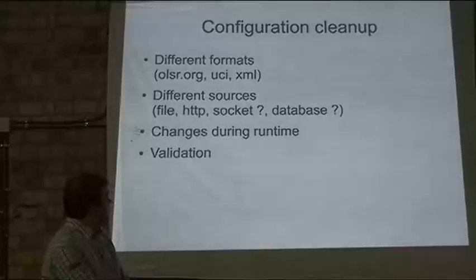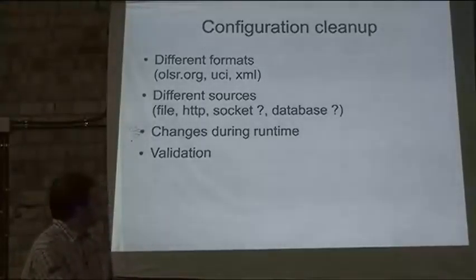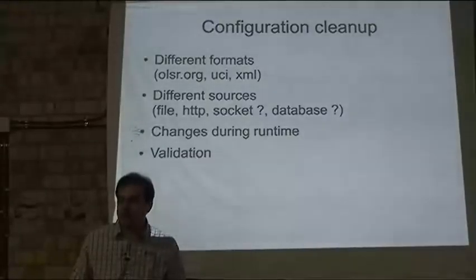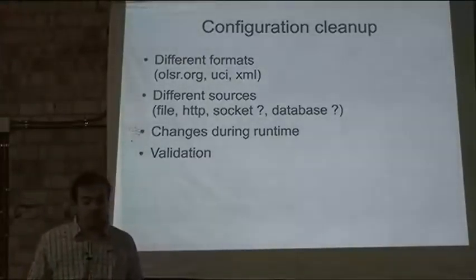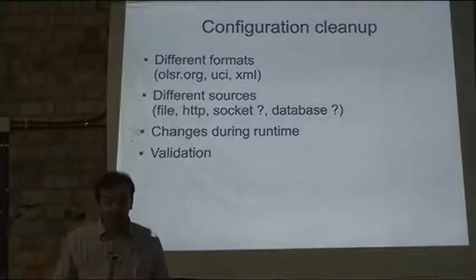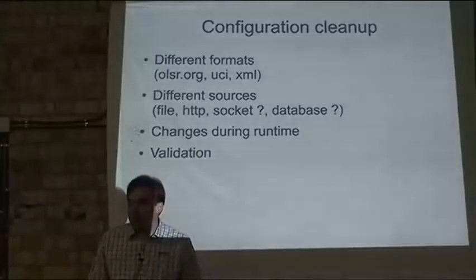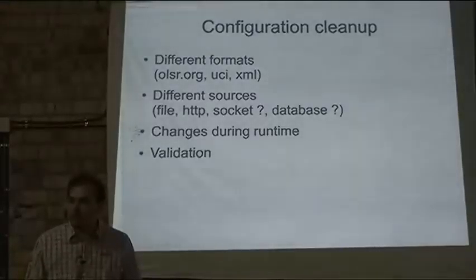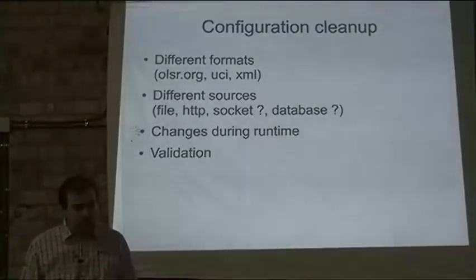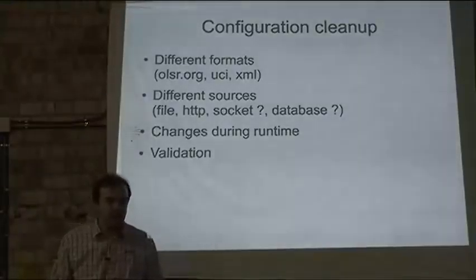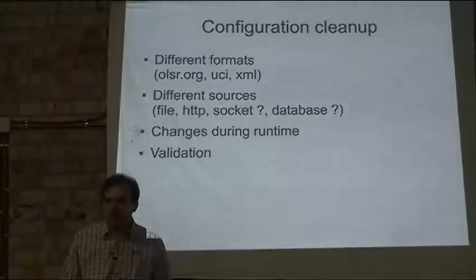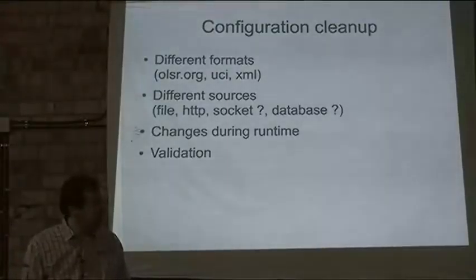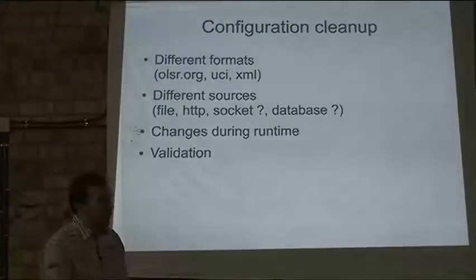We have stuff that we want to read configuration maybe from different sources. We want to read it from a file, from an HTTP server, maybe over a socket or directly from an SQL database or LDAP source. We would like in the future to have changes of configuration during the runtime without starting the whole routing daemon again. And we would like to have some independent validation of configuration parameters before we read them into our binary databases. So I have started a new API that can do all of this.